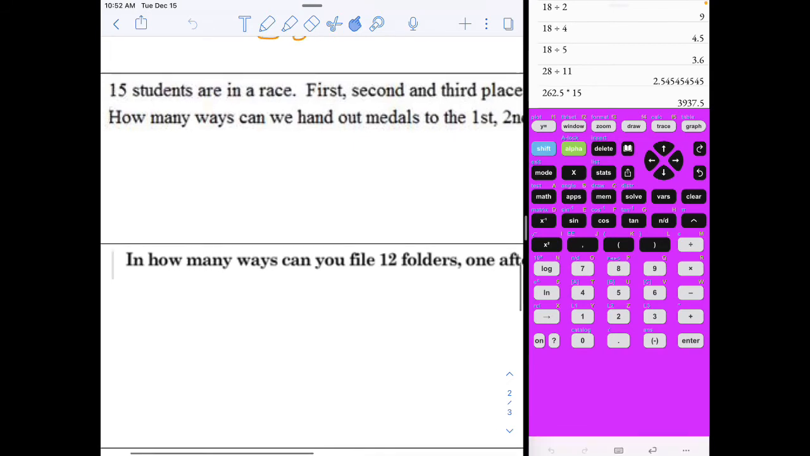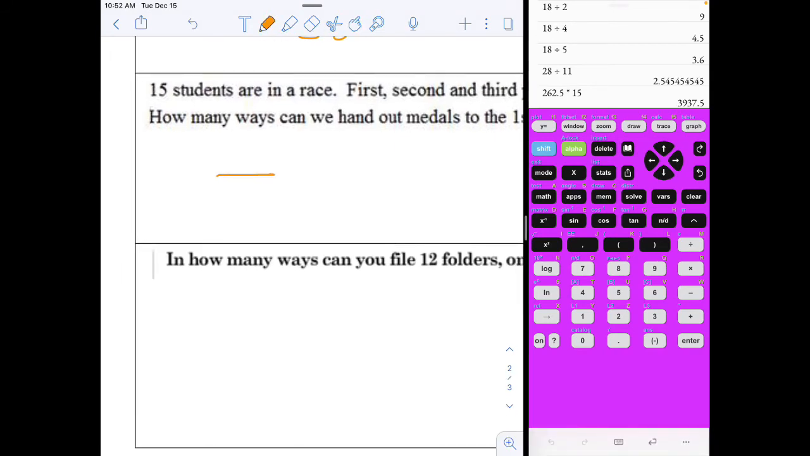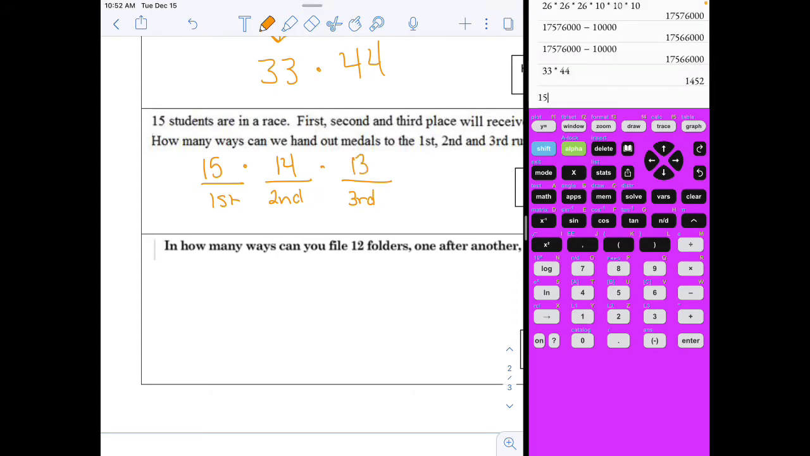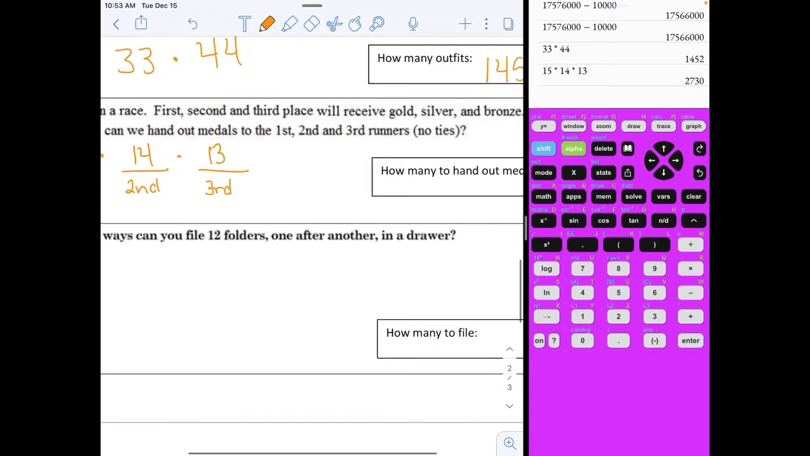So we have a certain number of people who can win first place, a certain number of people who can win second place, and a certain number of people who can win third place. So how many people can we hand out the first place medal to? Well, there will be 15 contestants. And then once we hand out the gold, there's only going to be 14 contestants available to get second place. And then once we hand that out, there's only going to be 13 contestants available to get third place. So 15 times 14 times 13 is going to give us 2,730.